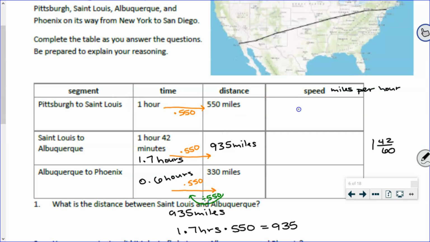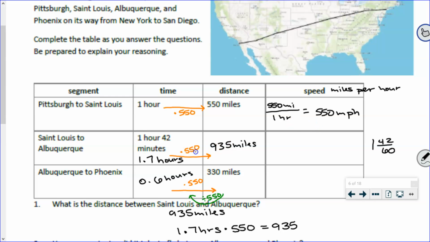So let's calculate the speed. Well, this one's going to be easy. 550 miles per 1 hour. Let's focus, please. And guess what? This is our unit rate. 550 miles over 1 hour. So the speed is 550 miles per hour. We're lazy and we just say mph. You probably have seen that on speed limit signs, mph.